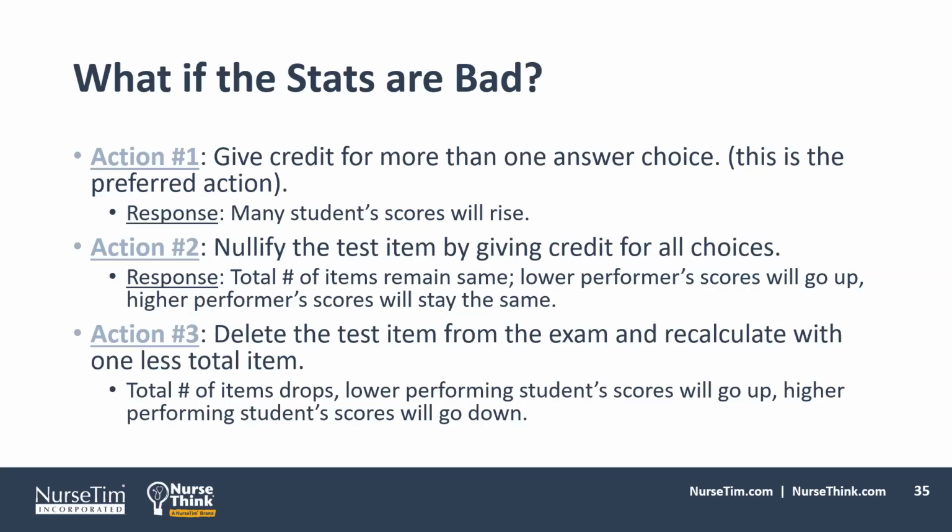Now, option 3 is if we delete the test item from the exam and recalculate the exam with one less item. So that would mean that I've got a 50 question test, but 2 items performed really poorly. Therefore, I'm going to make this a 48 question test rather than a 50 question test. When I make that decision, your low performing student scores are going to increase, and your high performing student scores are going to drop. So be aware of that because you could have some unhappy students as a result of those choices.